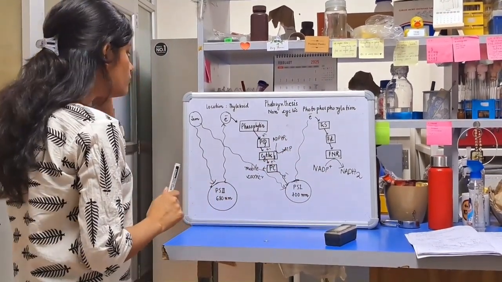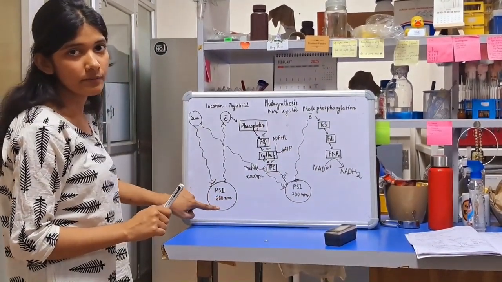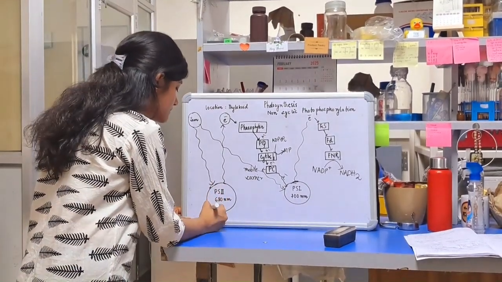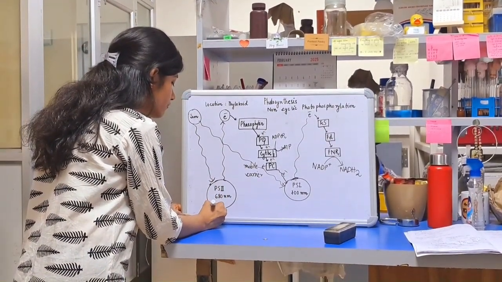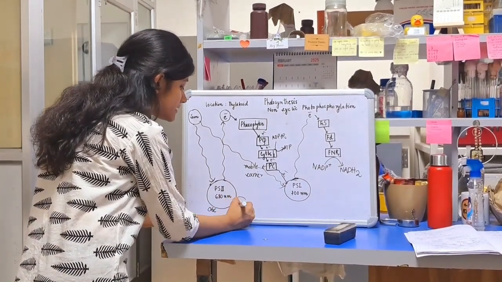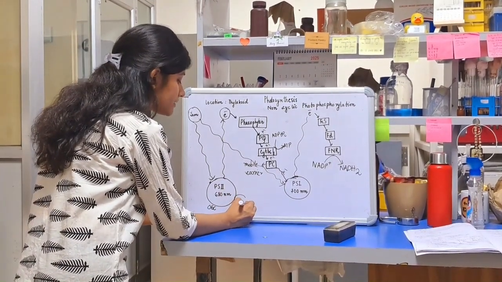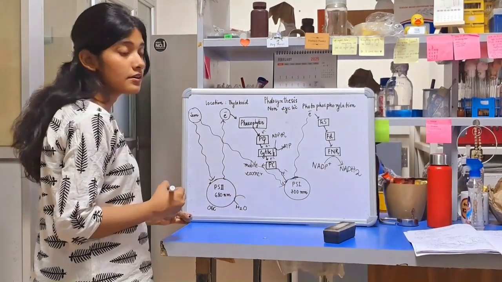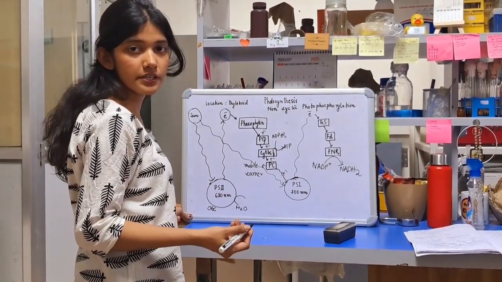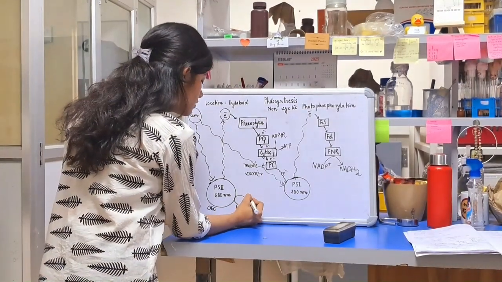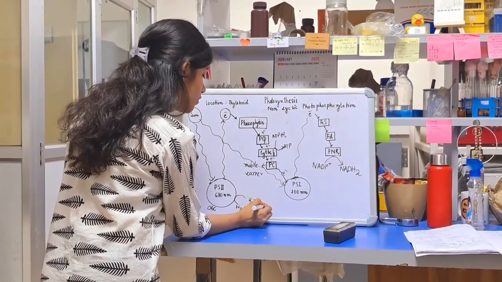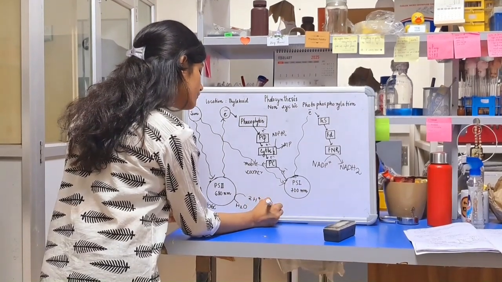But who will fill the gap of electron here? There should be someone. So here one more complex is involved, which is called the oxygen evolving complex. The oxygen evolving complex will split the water. That is why this process is called the splitting of water. Why is splitting of water taking place? To give 2H plus, 2 electrons and half O2.